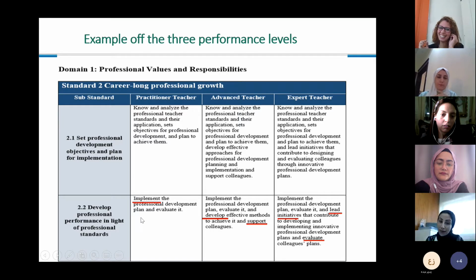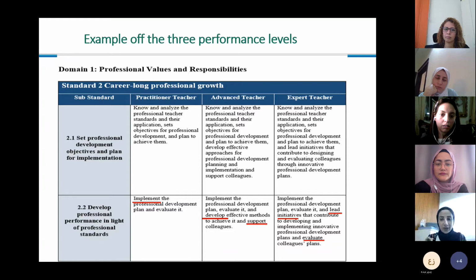The advanced teacher is implementing this plan and evaluating it as the practitioner teacher is doing, and he's developing effective methods to achieve it, and he supports his colleagues. So he's developing methods and he is supporting his colleagues with those methods. Okay? So of course he's going to be an advanced teacher, because he's not implementing for himself, he's not evaluating the plan for himself, he's also supporting his colleagues. Okay? Let's see the expert.